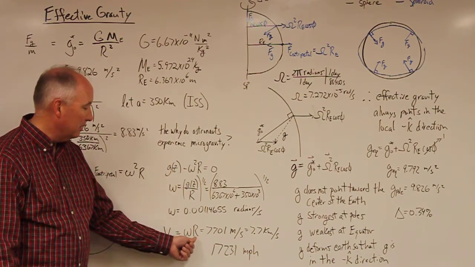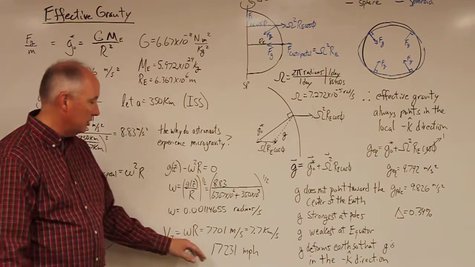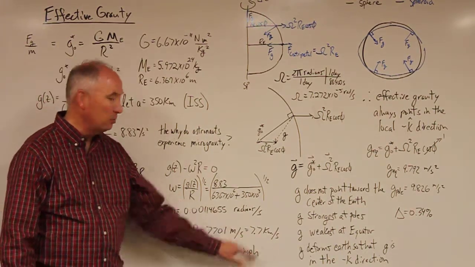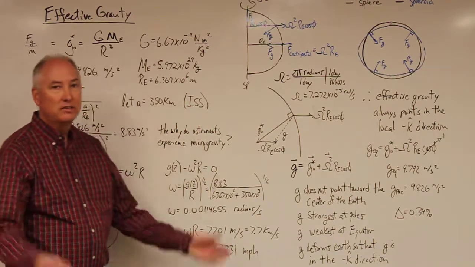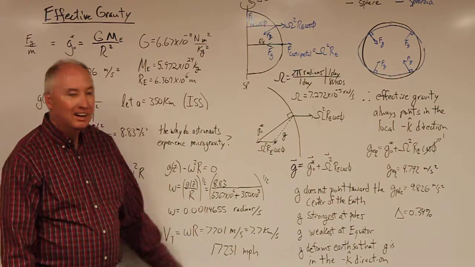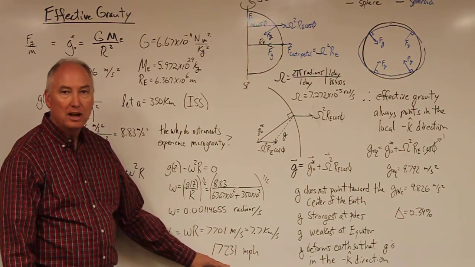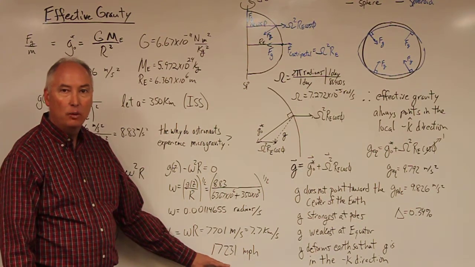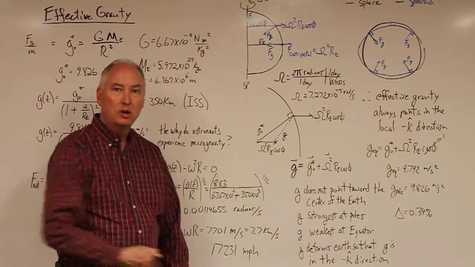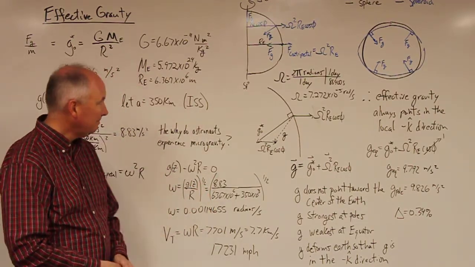In order to convert that into a tangential velocity, you have to multiply the angular rotation rate by the radial arm. If you do that, you'll come up with 7,701 meters per second, or about 7.7 kilometers per second. Since we're in the United States and a lot of people have trouble with kilometers per second, that translates into a little over 17,231 miles per hour, which is what's necessary for the space station to stay in orbit and the astronauts to experience microgravity.